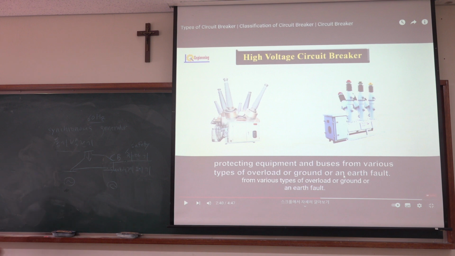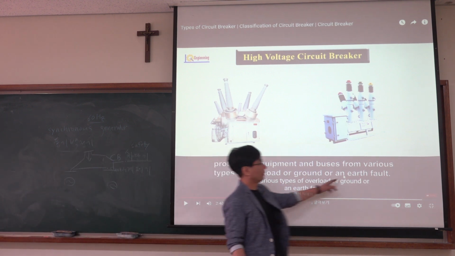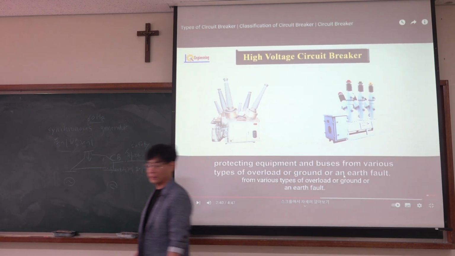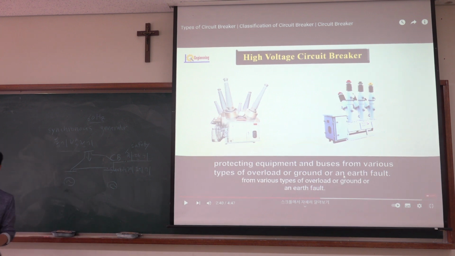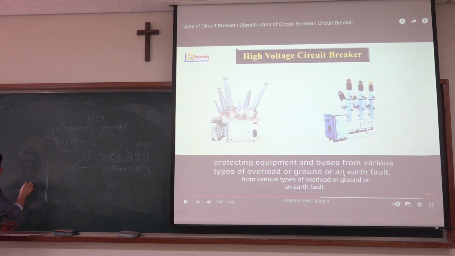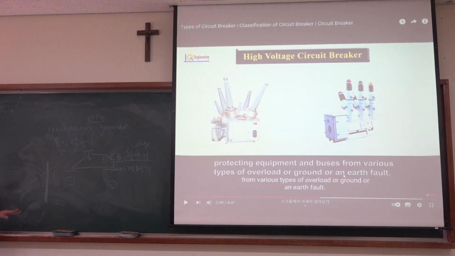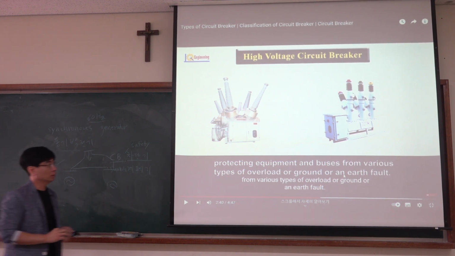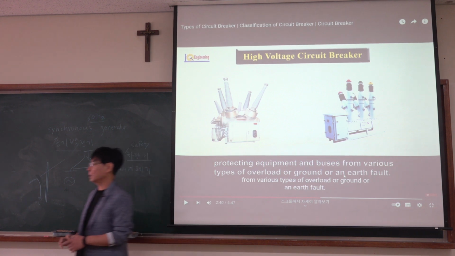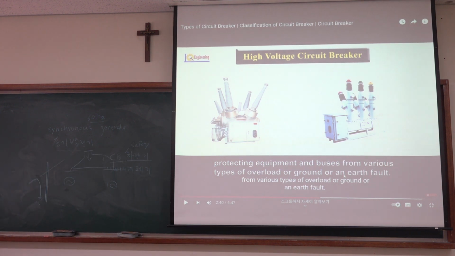What is earth fault? What is 지락? So again, we have a pole, we have a line. Sometimes the line is cut, okay, and then this line touches the ground. High voltage. This is zero voltage ground. Overcurrent flows, then fire can happen. So to prevent that kind of disaster, a circuit breaker can be used.